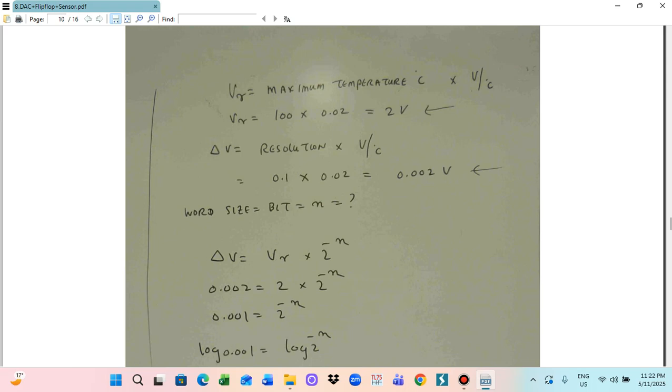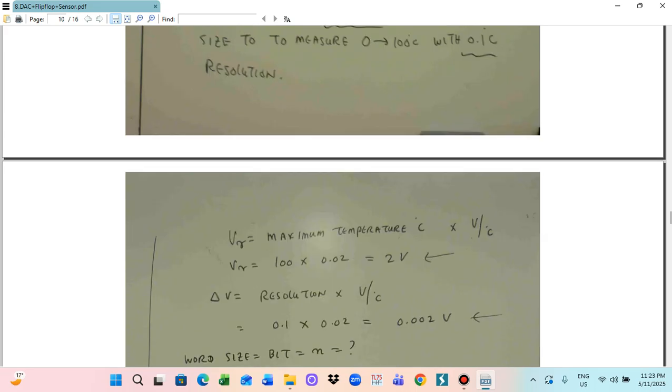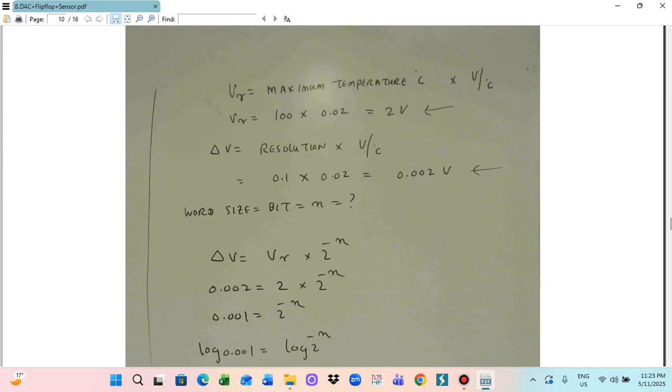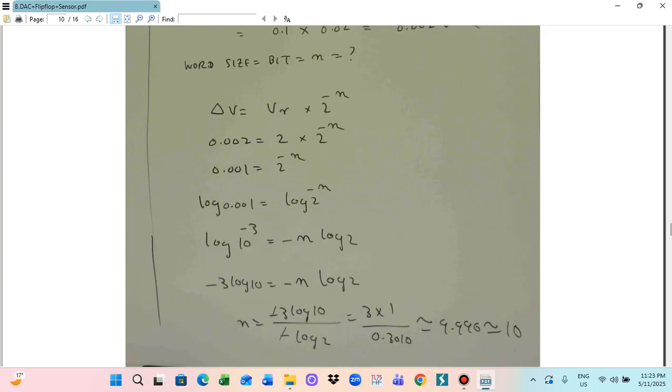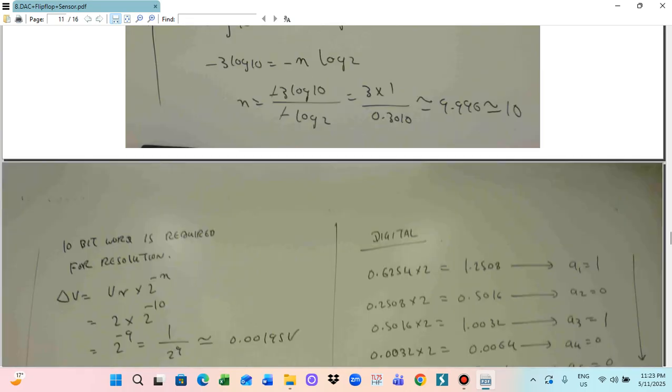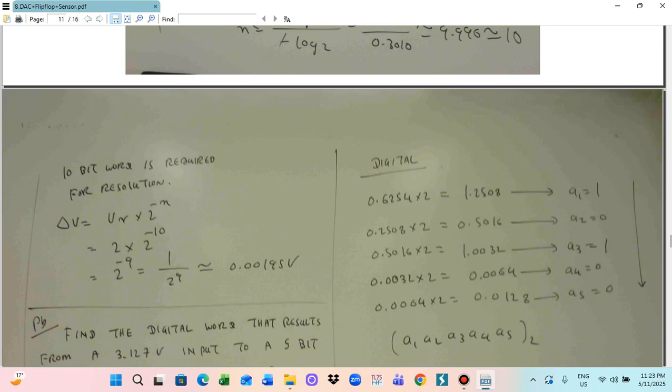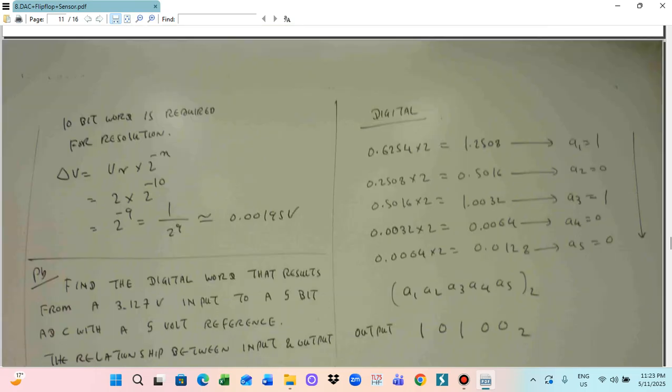Bit number n has to be calculated. Therefore, we write down the equation: delta V equals VR multiplied by 2 power minus n. Delta V is what we already calculated, 0.002. The reference voltage is the 2 volt. And then from here we solve for n, and n is about 10 bits. So 10 bits is what is required for the resolution.